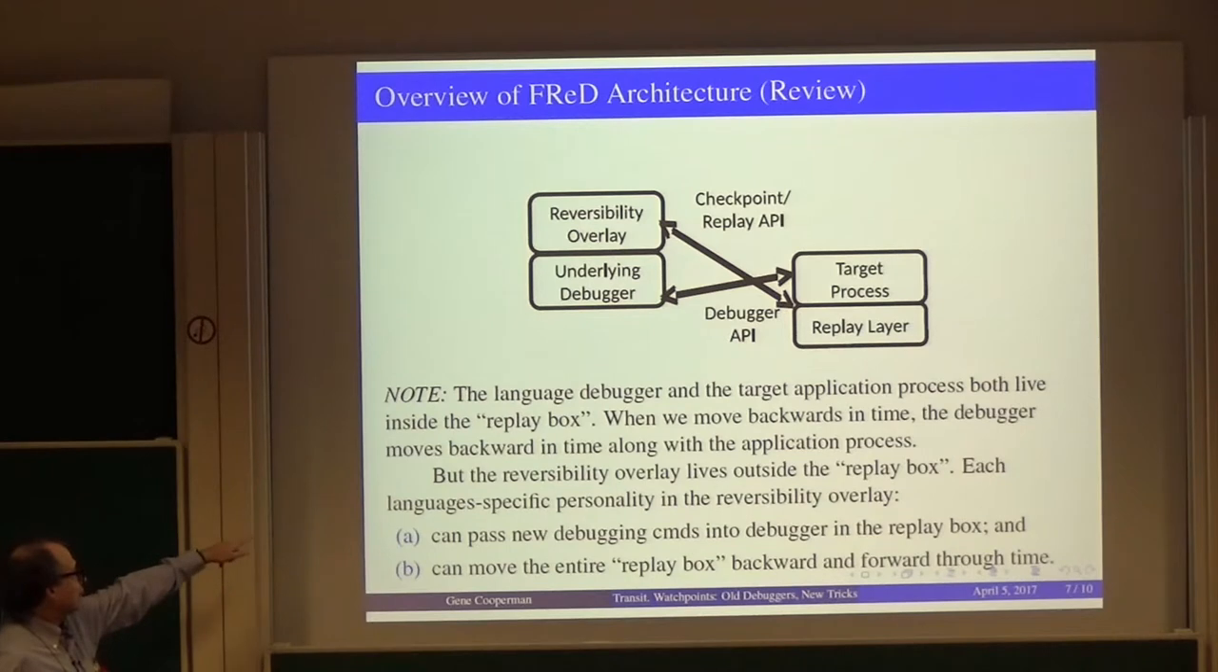So what does that reversibility overlay do? Well, it can do either of two things. It can pass new debugging commands into the debugger in the replay layer. That's why we can convert a reverse instruction into go back to the last checkpoint and go forward so many steps. And then the other thing, we can insert arbitrary debugging commands into the replay box. And then, of course, we can move backwards and forwards through time using our checkpoints to come to an arbitrary point in time.